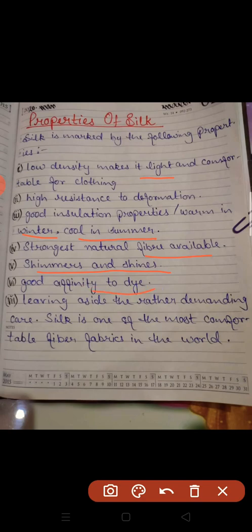It has good affinity to dye. It means you can easily dye it in any color. Then, leaving aside the rather demanding care, because it needs care also, silk is one of the most common and comfortable fiber fabrics in the world. These are the properties of silk.